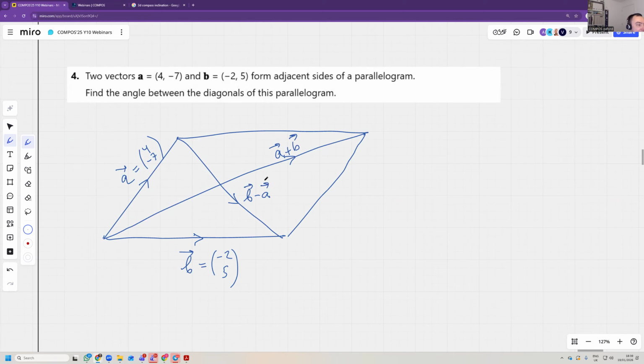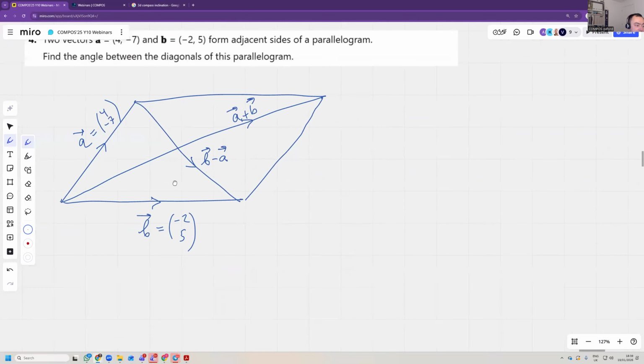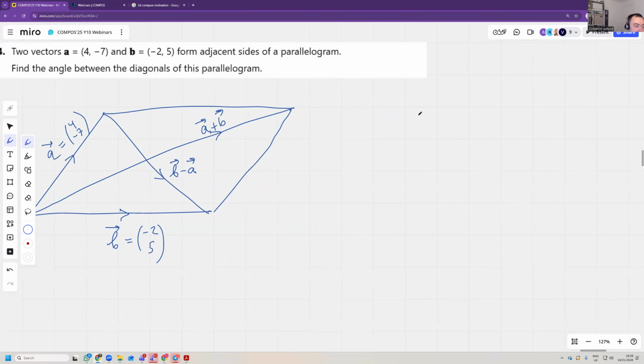And we need to find the angle between the diagonals. Well, let's find A plus B first. The vector A plus B is going to be (2, -2). And vector B minus A is this minus that, so (-6, 12).